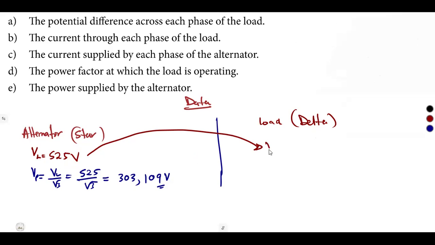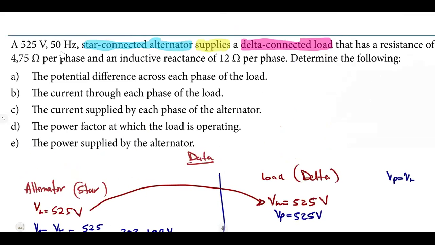So it means in our delta, we have the line value there, which is 525. But remember, in delta now, the phase value is equal to the line value. So it means, therefore, our phase value is going to be 525 again. There's no effect because in delta, they're the same. So you must be careful, guys. All right, no problem. So the information there was from the alternator supplying the load. But let's take note about this. We're given there the frequency of 50 hertz, which is fine.